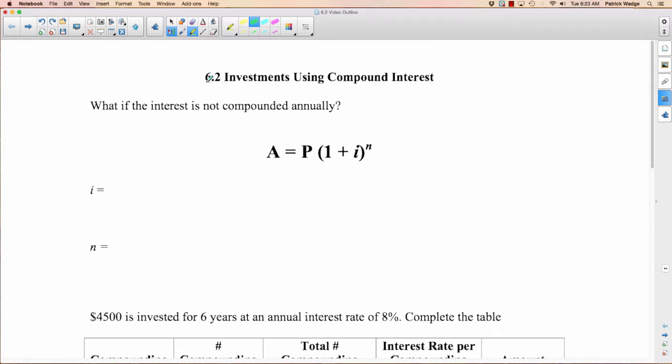Okay, 6.2 is very similar to what we did last day. It's called investments using compound interest, and we did that last time. We looked at investments with compound interest. But what's different with today's lesson is we're going to look at what if the interest is not compounded annually. In other words, what if you get the interest more than one time a year?